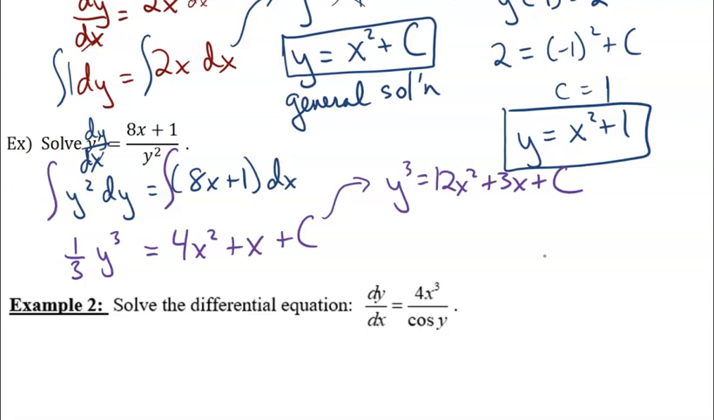Okay. So from here, we need to solve for y, meaning we need to take the cube root of both sides. So y equals the cube root of the entire expression, 12x squared plus 3x plus c.